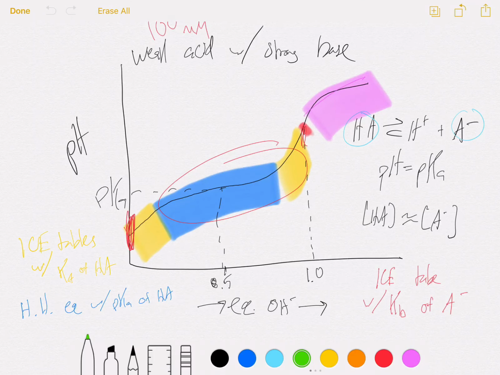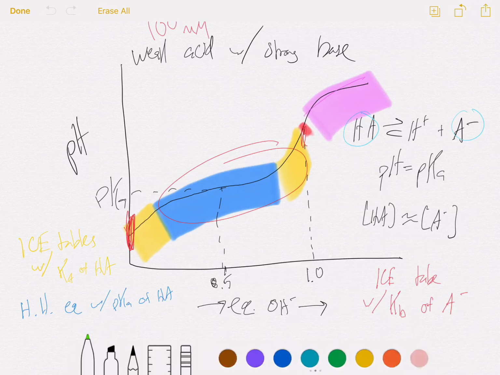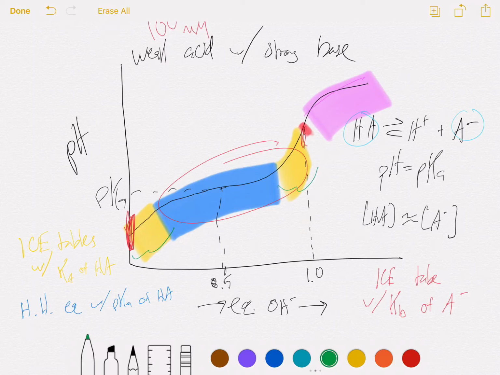So again, you've got to go ICE table. We need a new color here. Sure. ICE table here, and of course your A to HA ratio here will be less than 0.1, right? Because you've got mostly HA at the beginning. And then in this area, your A to HA ratio is going to be greater than 10, because you're going to have pretty much all conjugate base there. Here's your buffer zone, Henderson-Hasselbalch equation.